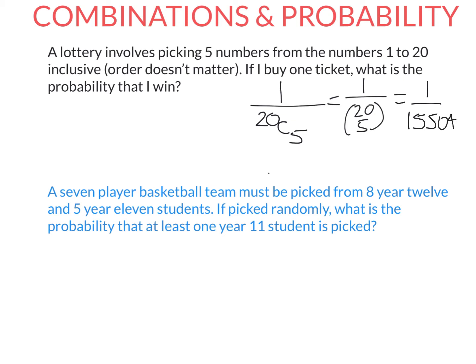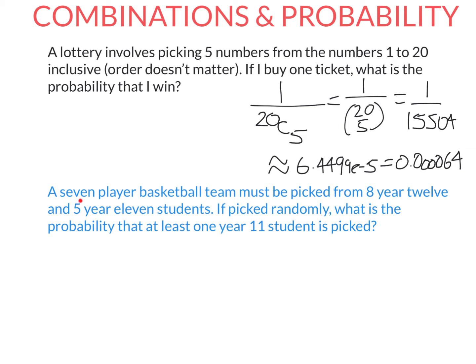Now, if you put 1 over 15,504 on your calculator, you get a number that looks like 6.4499 E minus 5. So that actually means 6.4499 times 10 to the power of minus 5. So that has 5 zeros all up, and then it's about 6.4. So it's a very low probability indeed.